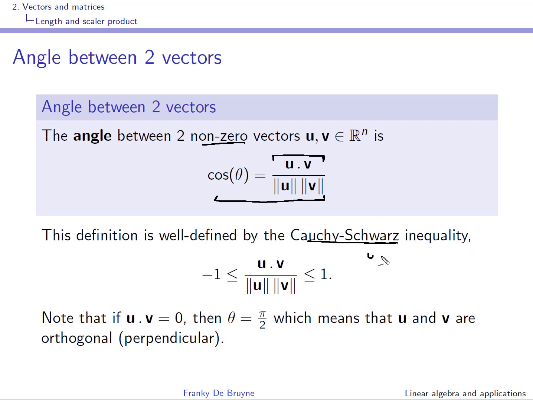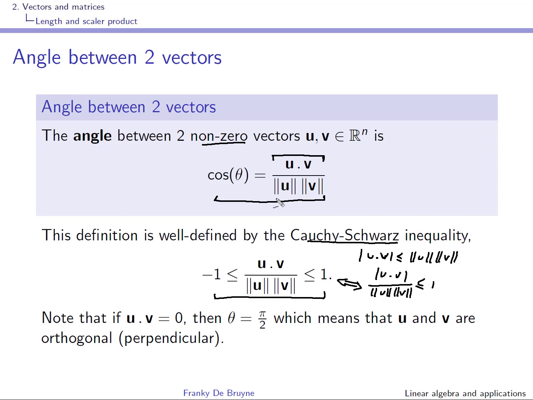Remember that the modulus of the scalar product of u and v is smaller than the product of the length of u by the length of v. Okay, so the modulus of the scalar product uv divided by the length of u and the length of v is smaller than 1, and this is equivalent to this formulation over here. So this is indeed a valid equation.